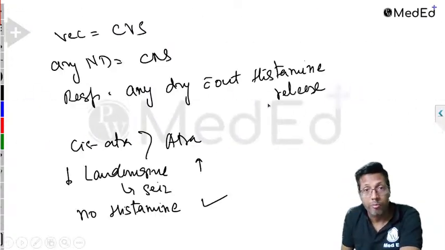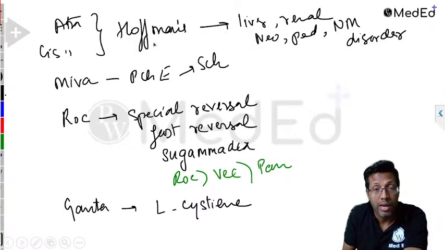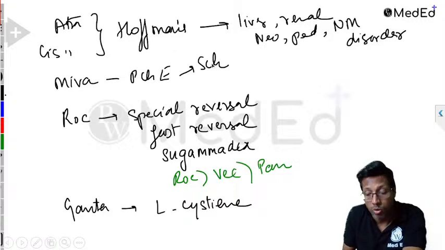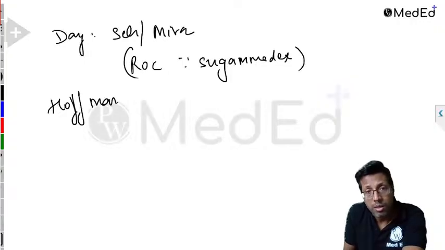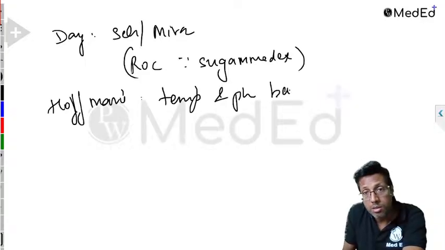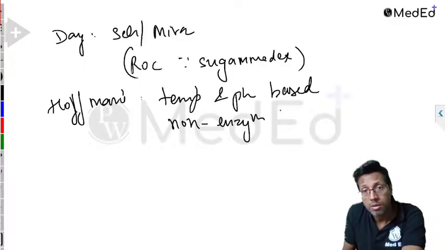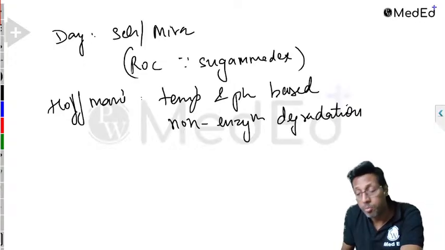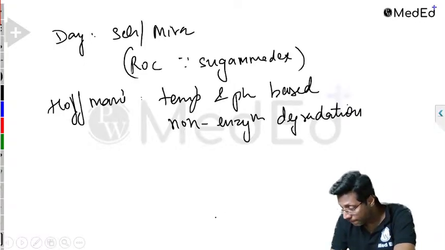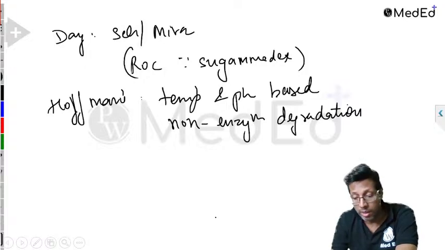What is Hofmann's elimination? Hofmann's elimination is temperature and pH mediated degradation without any enzyme. Basically it's temperature and pH based, non-enzymatic degradation. Means there's no enzyme of the body which is being used. So that's why it becomes safe in a patient of liver and kidney disorder. Okay, clear everyone? So the renal part is done.